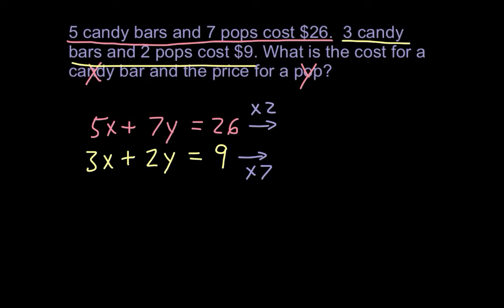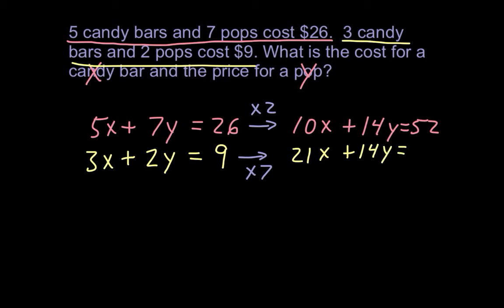So 5x times 2 would give me 10x. And 7y times 2 gives me a positive 14y. 26 times 2 gives me 52, or equals 52. Now for my bottom equation, I multiply by 7, so I get a 21x. Then I get a plus 14y equals 63.